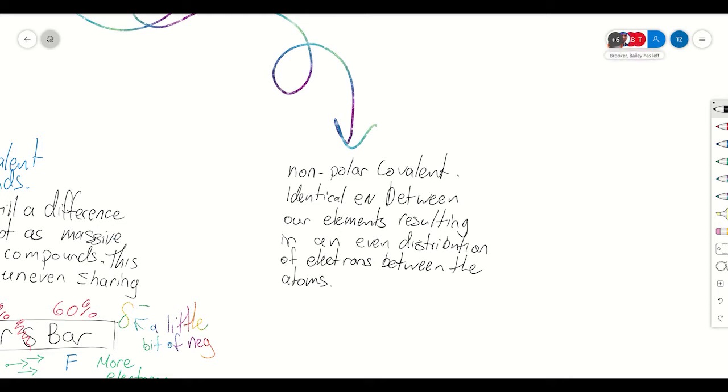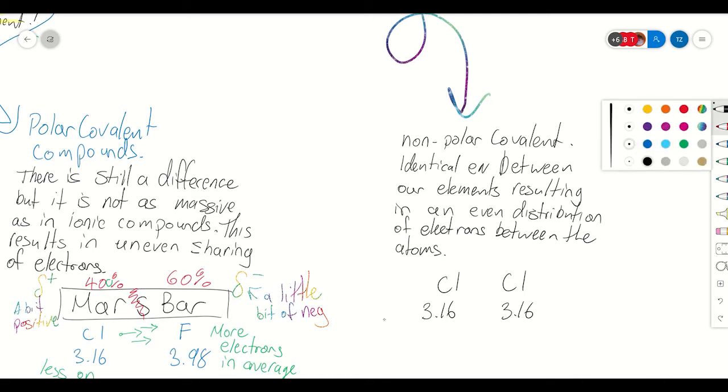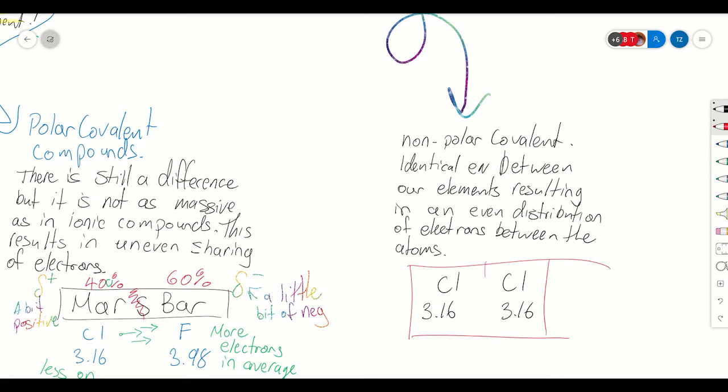So in this case, we'll just use chlorine again. Got chlorine over here, got chlorine over here. Chlorine had electronegativity 3.16, 3.16. And this one is that nice 50-50 split. Which means that we have no charges overall.